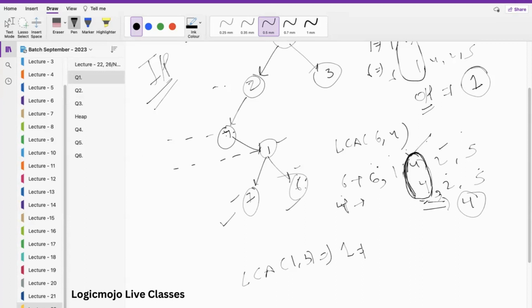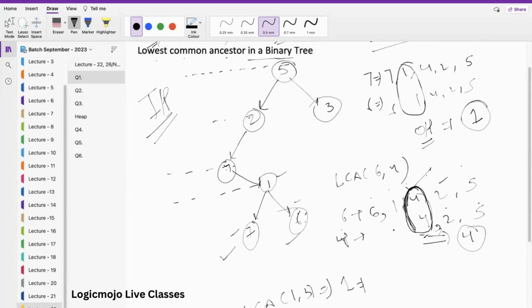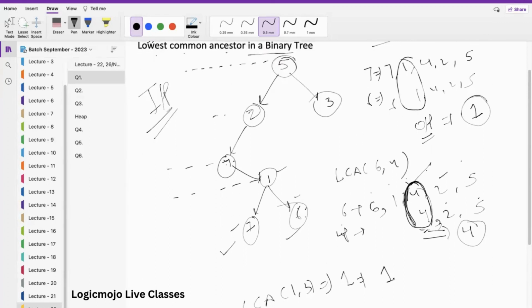Okay, for 1, 3, how can you find it right now? For 1, what are the ancestors? 1, 4, 2, 5. For 3, it is 3, 5. So basically 5 is your answer here.